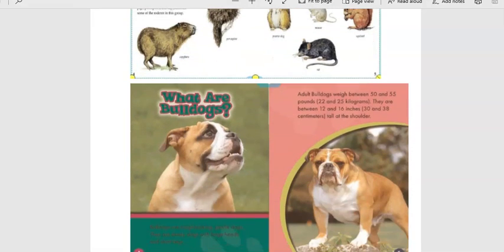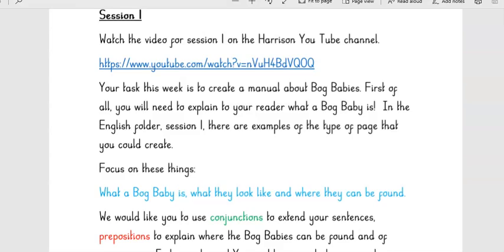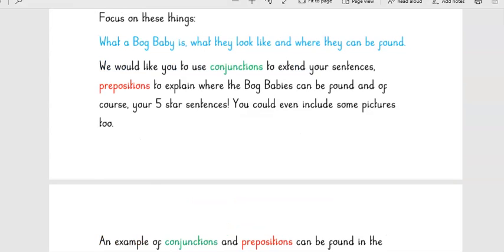Underneath it, there's another example that says, what are bulldogs? And again, it's got some pictures, it's got some fact boxes, and it gives you some basic information about bulldogs. In the section that you write for session 1, we would like you to focus on writing about these things. What a bog baby is, what they look like, and where they can be found.